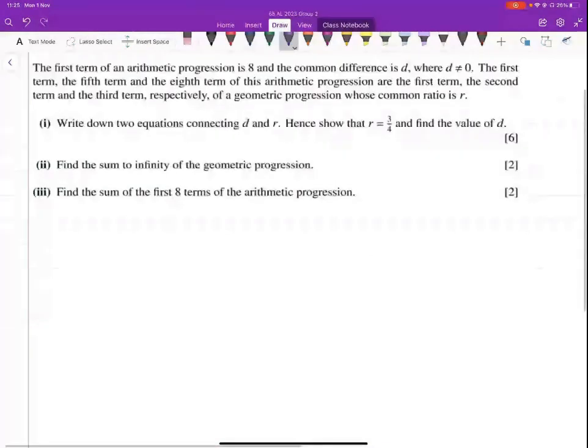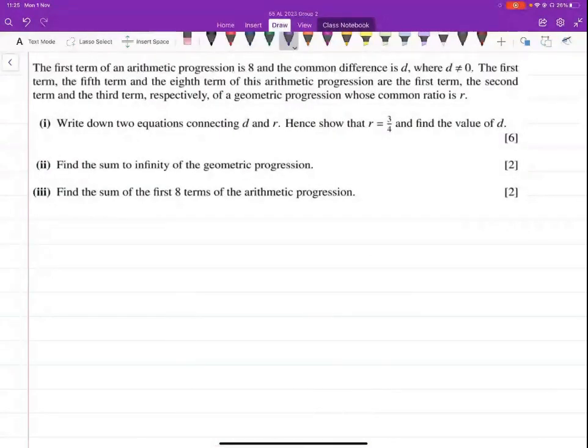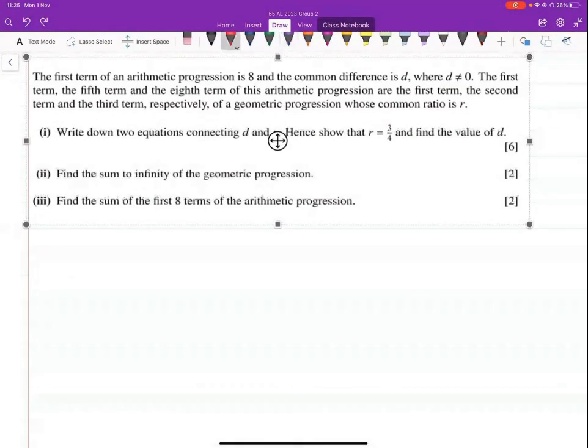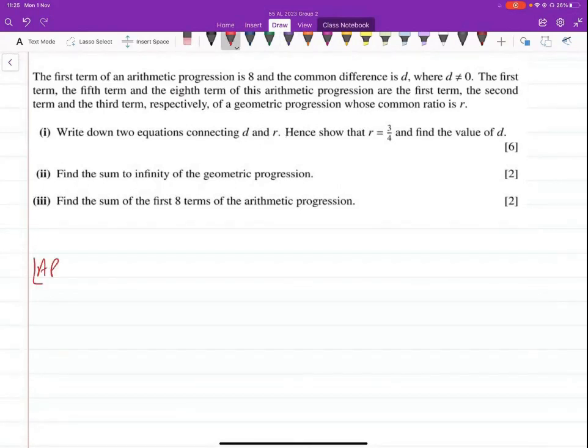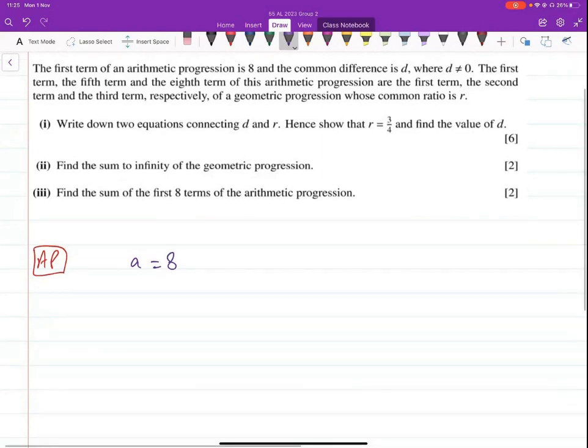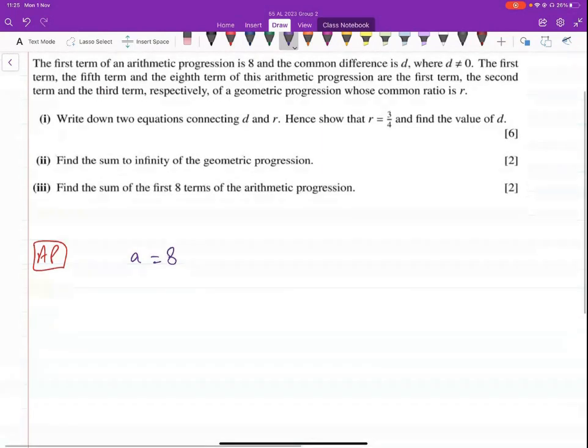So the first term of an AP is 8 and the common difference is D, where again D is not equal to 0. So we have an AP. The first term is 8. Okay, now it's very similar to what we've just done.